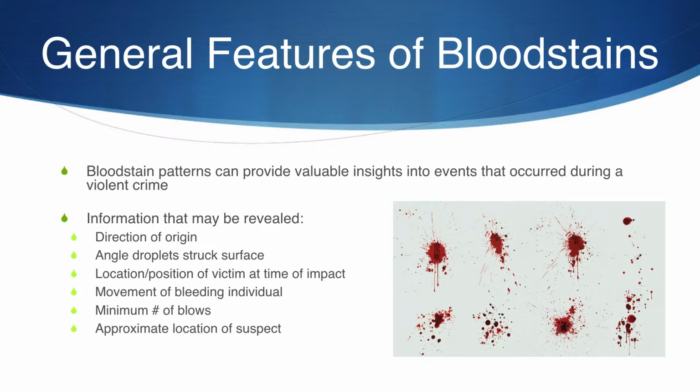of their ability. Some information that can be gained from bloodstain patterns is the direction of origin, the angle droplets struck the surface, the location or the position of the victim at the time of the impact, movement of the individual who was bleeding, whether it be the suspect or the victim, the minimum number of blows that the individual may have sustained, and then the approximate location of the suspect as they were delivering those blows.